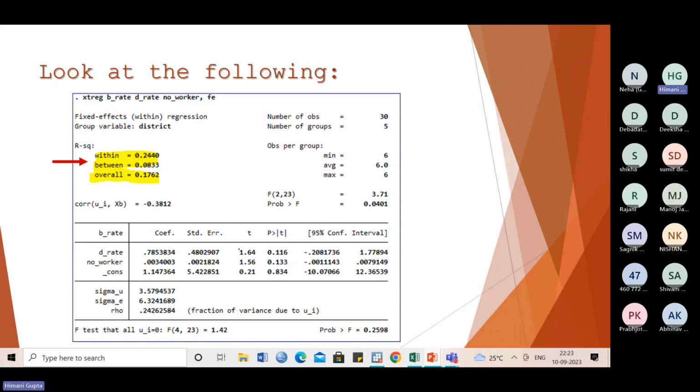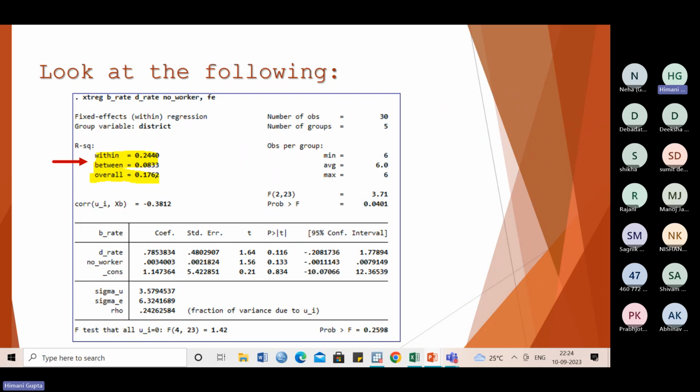Okay, now I'll be moving to Stata. So this is one of the screenshots. Whenever we are working on Stata, it will give you the answer for R square for within, between, and overall. Whenever we are working on fixed effect, we will take within. If we are working on random effect, we will take the between, or we can also take the overall. Overall means everything.